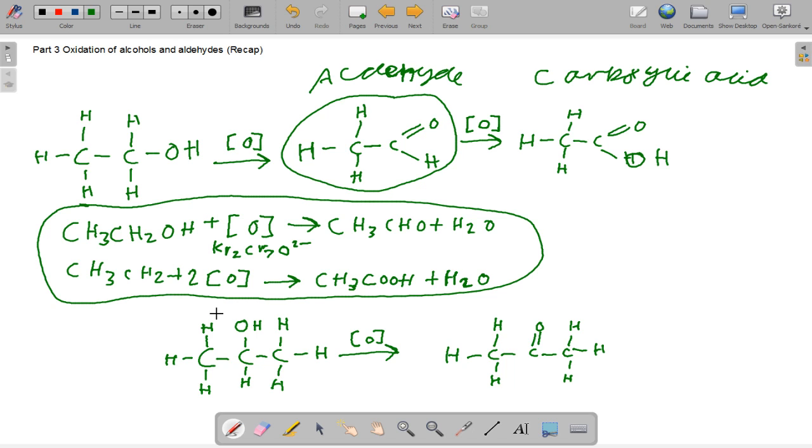CH3CH2OH plus 2 oxidizing agents, which is making the carboxylic acid, you get CH3COOH plus H2O, and you also get CH3CHO plus H2O over that side as well. Sorry, forgot that.